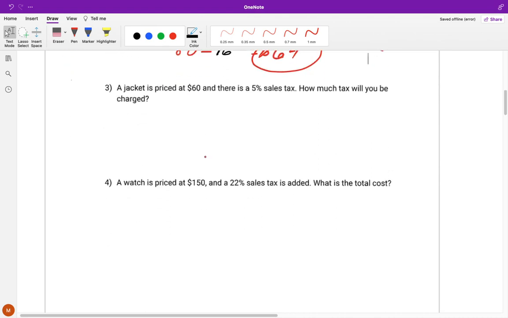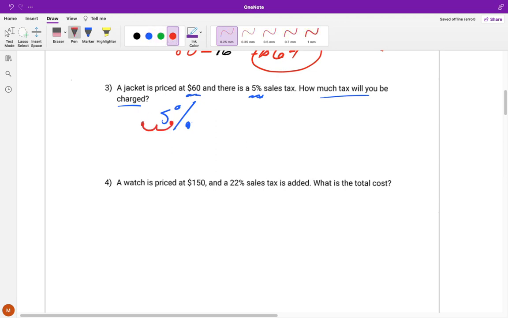All right, for number 3, this one is saying how much tax will you be charged? So a jacket is priced at $60 and you're paying a 5% sales tax. So just how much taxes are you being charged? It doesn't ask how much you are spending in total, it's just how much are the taxes. To find that out, we will convert the 5% into a decimal. Here our decimal place is understood to be behind that 5 since we don't see it.